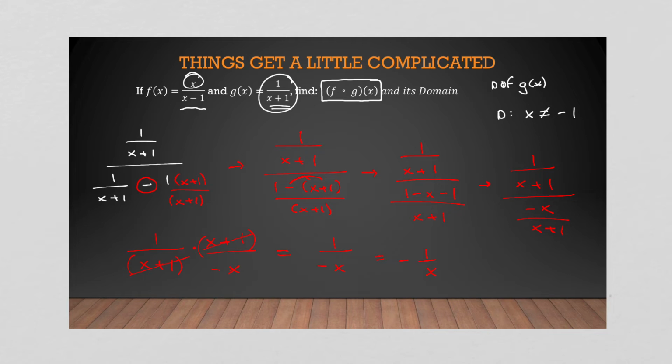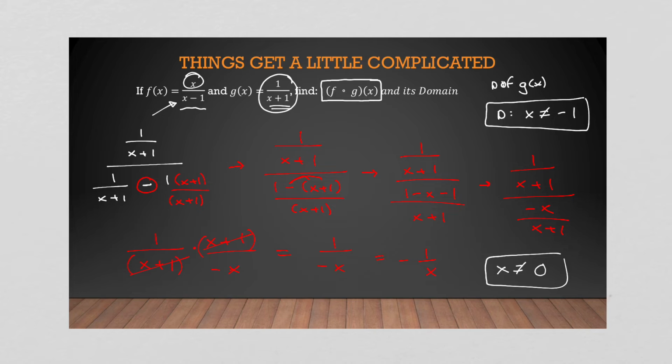And what is the domain of this? Because this is my new f of g of x. X is not allowed to be 0. So those are my two domain stipulations, that and that. I don't have to worry about my initial f stipulation because my f function is only being used in combination with my g function. So you can see that things algebraically get a little bit complicated.